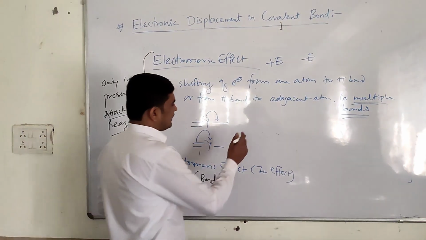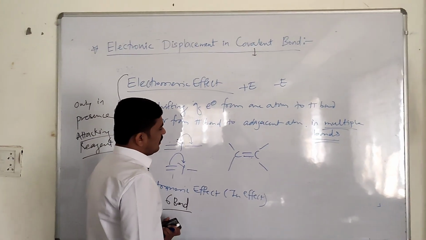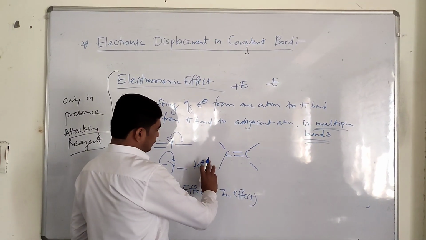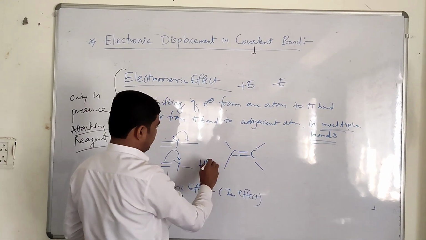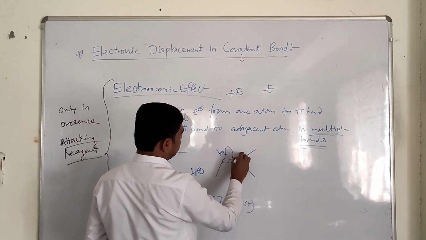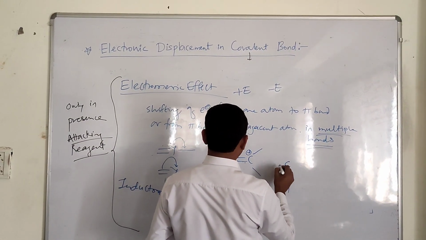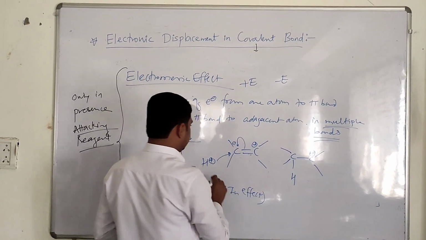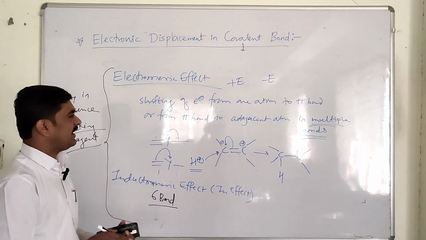So let us take the example. Here in the electromeric effect, consider the C double bond. If an attacking reagent is there, let us consider H plus, then in the multiple bond this effect is present. Here you can see this one will get a negative charge, this one will get a positive charge. So attack takes place at this position, and we will get the structure where hydrogen is bonded here. There is a single bond, and here is a plus charge. This hydrogen H plus is the electrophile.